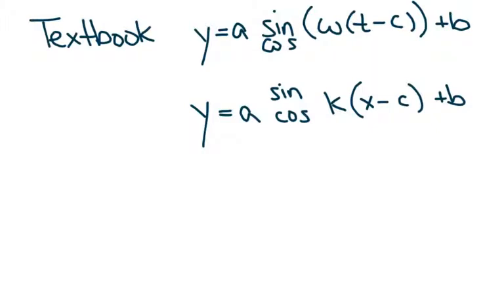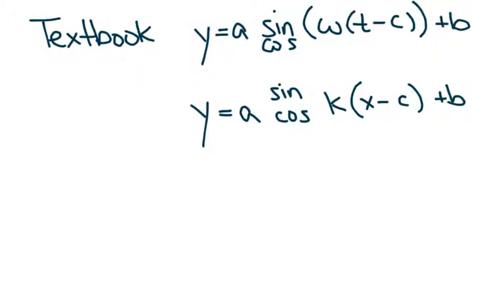Remember that when we are graphing or writing trigonometric equations, we can use input variables for whatever best represents the problem at hand. The textbook likes to use the equation y equals a sine or cosine omega t minus c plus b for graphs that have had their amplitude changed, their period changed, and have a phase shift and a vertical shift. I'm used to using y equals a sine or cosine k of x minus c plus b. Either way, it doesn't matter.